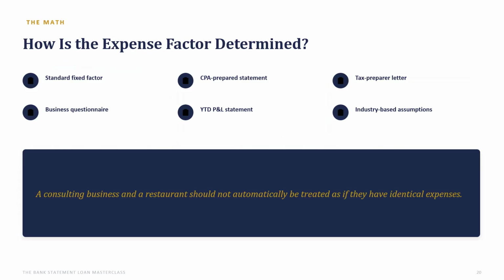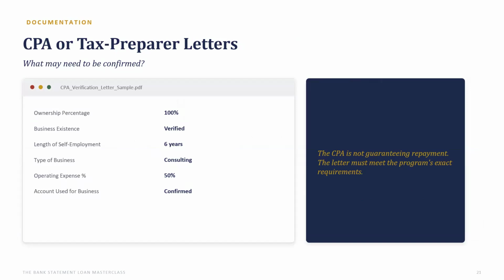So how is the expense factor determined? There's a standard fixed factor, CPA-prepared document or tax preparer letter, business questionnaire, profit and loss statement, industry-based assumptions. So a consulting business and a restaurant should not automatically be treated as if they have identical expenses. Let's remember that, right? Very different.